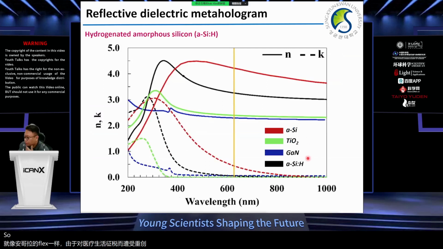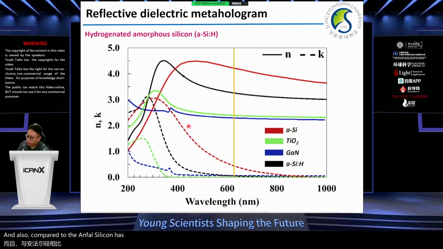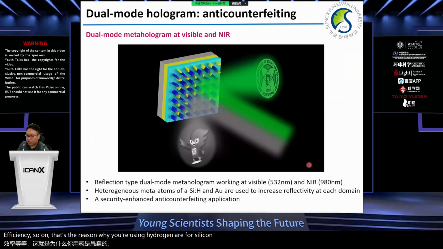So in my work, I've been using hydrogenated amorphous silicon for our metasurfaces. As you can see here in the n-k curve, compared to titanium and gallium nitride, amorphous silicon has a higher refractive index, and it also has a low extinction coefficient, which can show high efficiency. So that's the reason why we are using hydrogenated amorphous silicon.